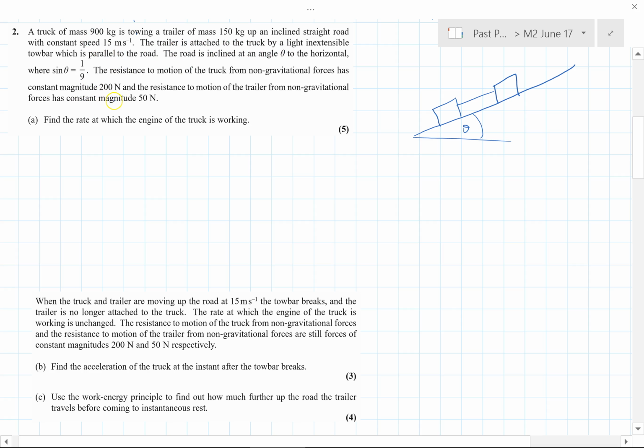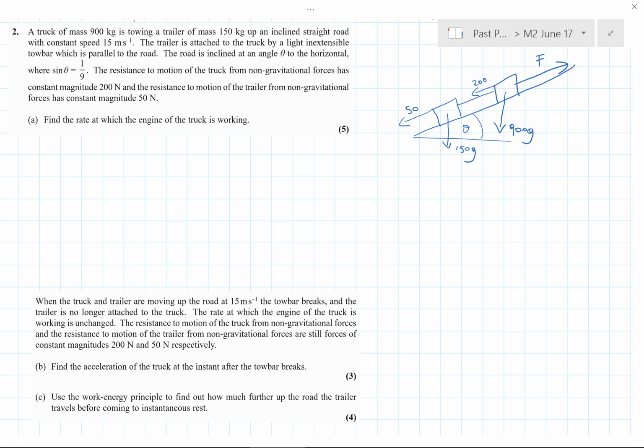We've got the resistances, 200 newtons and 50 newtons, 200 newtons being the resistance on the truck, and 50 newtons on the trailer. And then we've got weights going down of 900g, because it's 900 kilograms, and 150g. And what's happening is it's being pulled up by some driving force here. I think that's good enough.